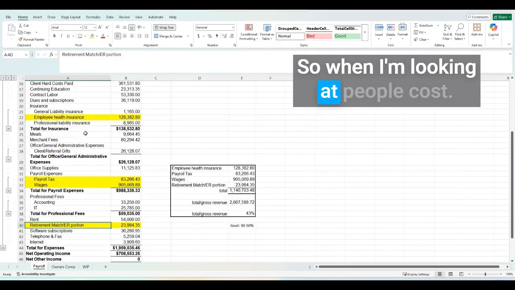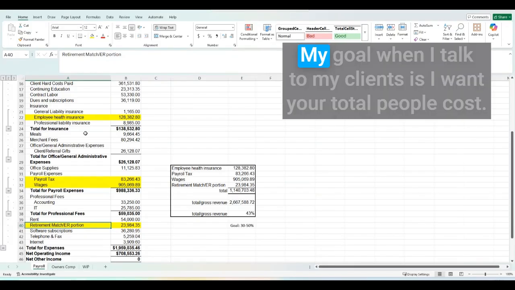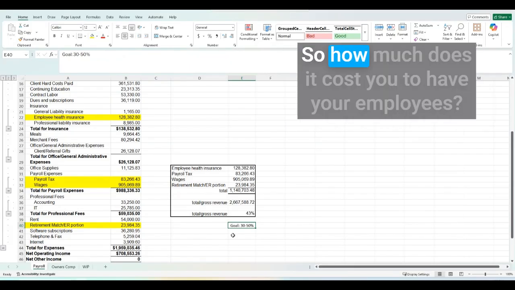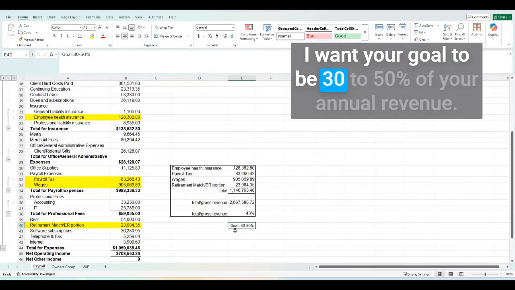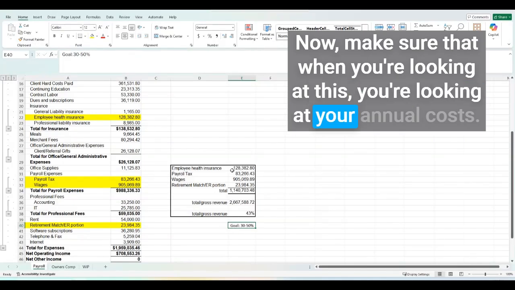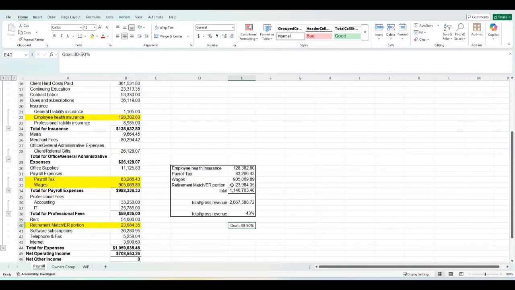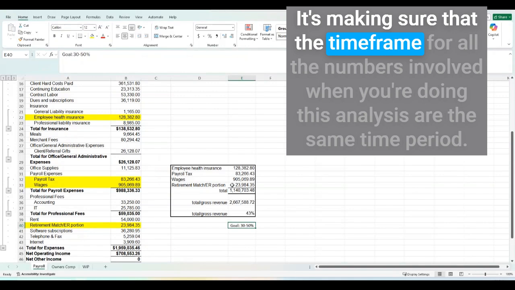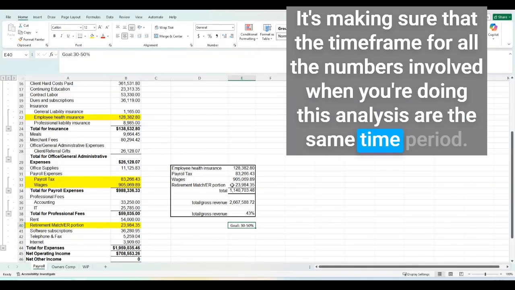So when I'm looking at people cost, my goal when I talk to my clients is that your total people cost, how much it costs you to have your employees, be 30 to 50% of your annual revenue. Make sure that when you're looking at this, you're looking at your annual costs in comparison to annual revenue. That's the big key: making sure that the time frame for all the numbers involved in this analysis is the same time period.